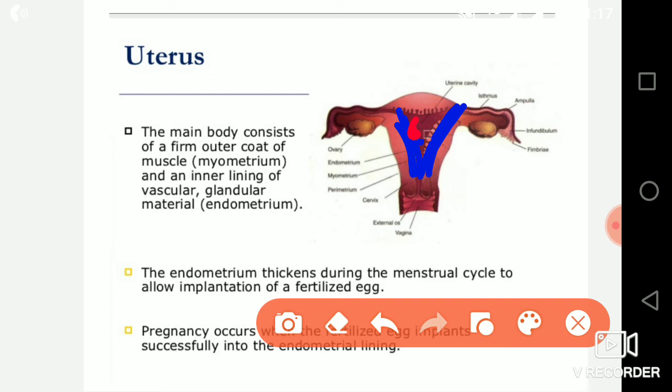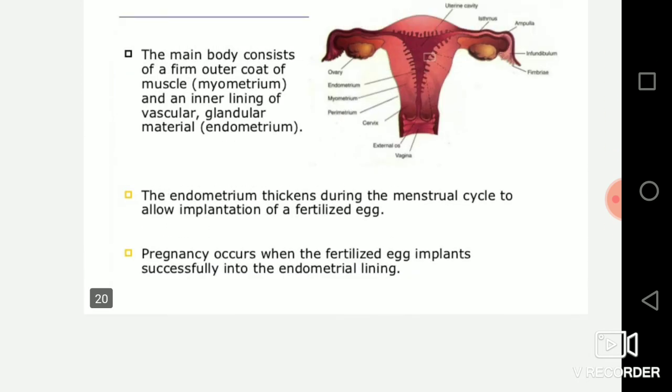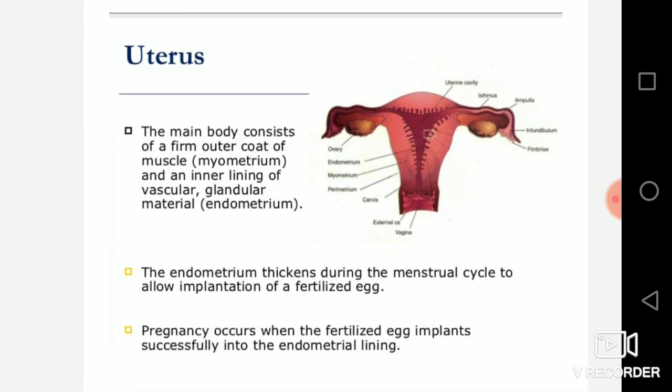If the egg is fertilized, then the implantation will be done. If not, then the endometrium wall will start breaking down and come out of the body in the form of blood. So the endometrium thickens during the menstrual cycle to allow implantation of the fertilized egg. Pregnancy occurs when the fertilized egg implants successfully into the endometrial lining, that means in the uterus, and the time period from the day of fertilization till the birth is termed the gestation period.